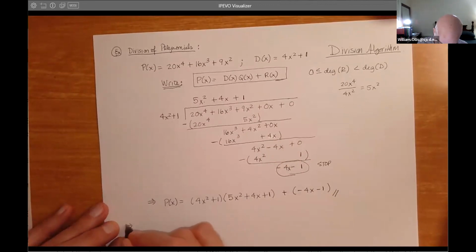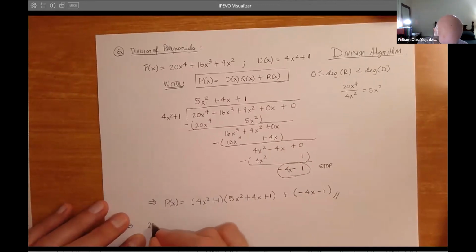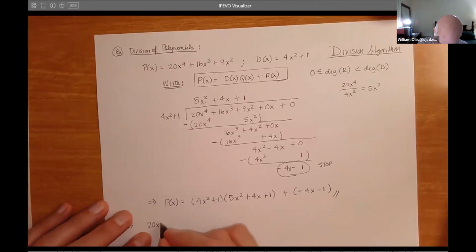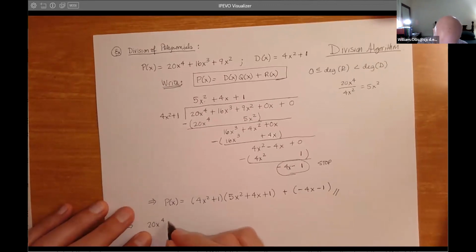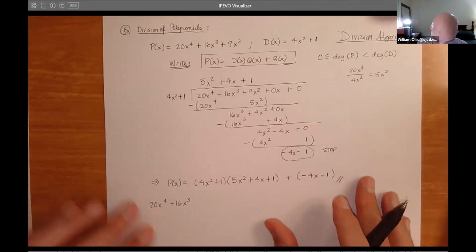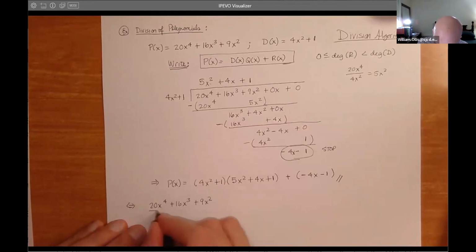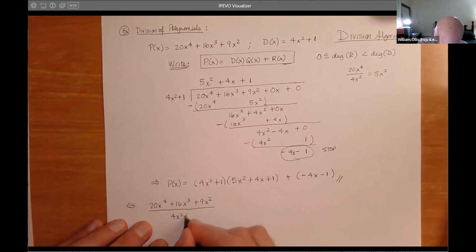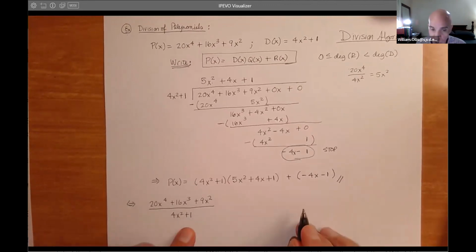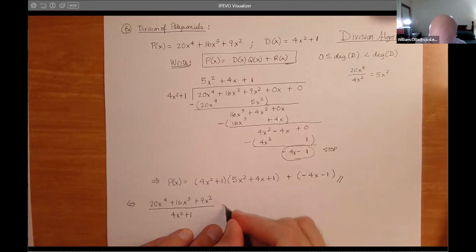Let me go ahead and write this to remind you. We could say, I'll go ahead and write out what P is. 20x to the fourth plus 16x cubed. Let me slide this up a little bit. Plus 9x squared. And now just divide everything by d of x, the divisor. Here's another form that's very useful that you had to do in your WebAssign. So now we have the quotient.